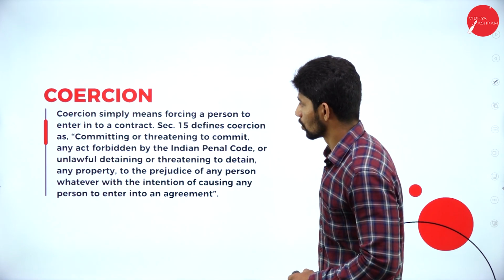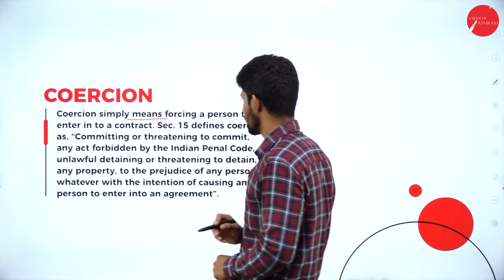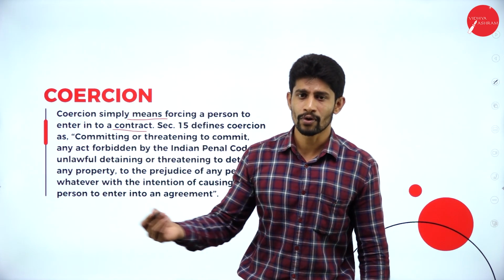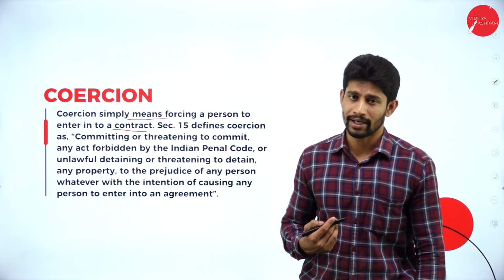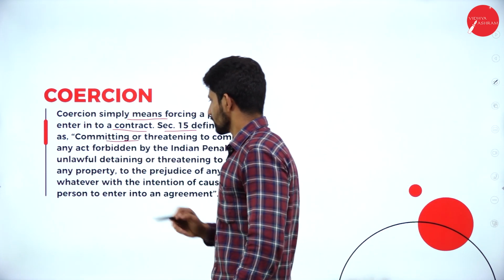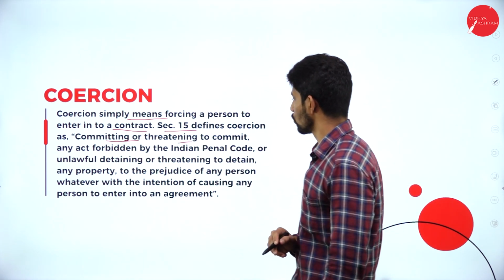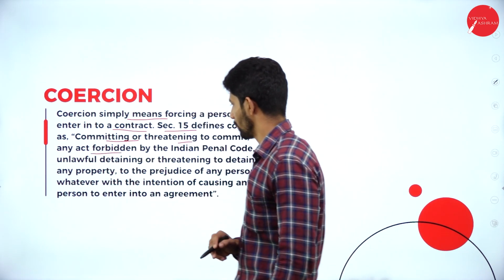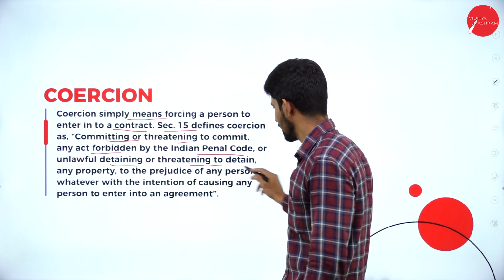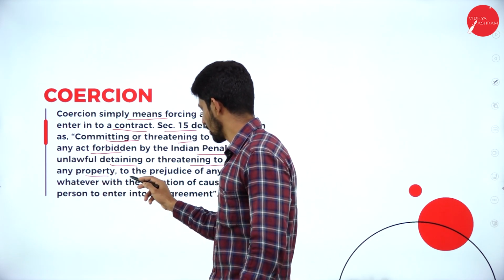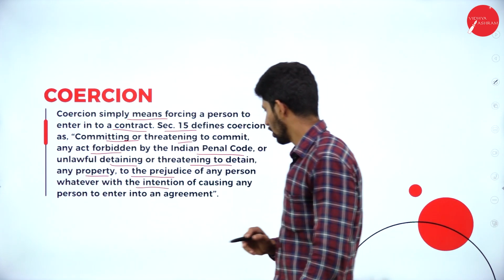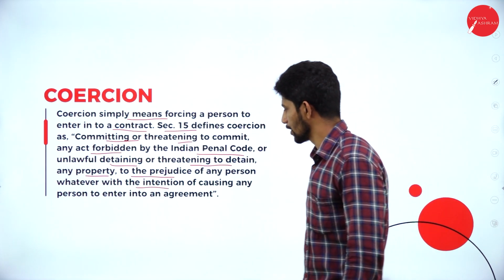Coercion. So what is this coercion? Coercion simply means forcing a person to enter into a contract. Simple. Coercion is nothing but forcing a person to enter into a contract. So section 15 defines coercion as committing or threatening to commit any act forbidden by the Indian Penal Code, or unlawful detaining or threatening to detain any property to the prejudice of any person, with the intention of causing any person to enter into an agreement.